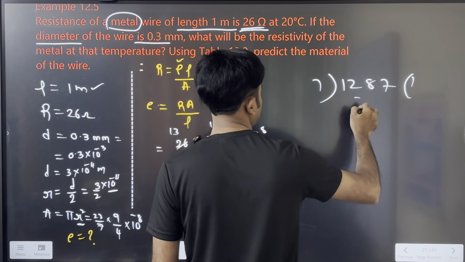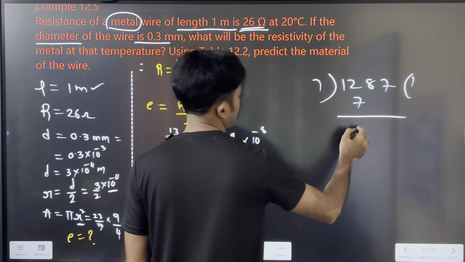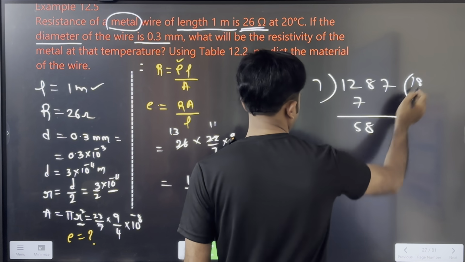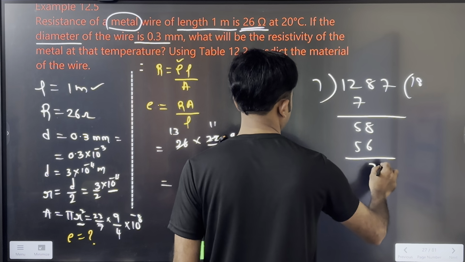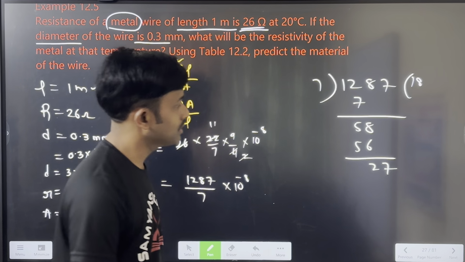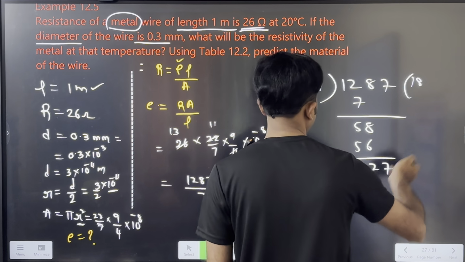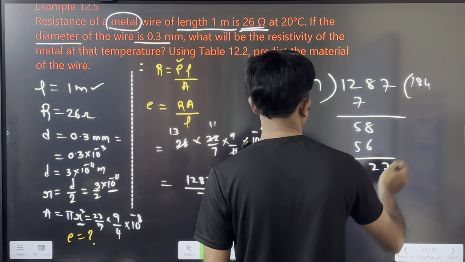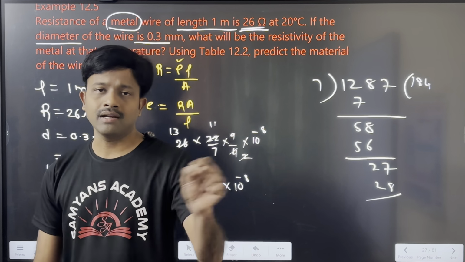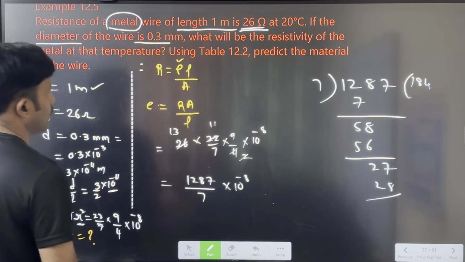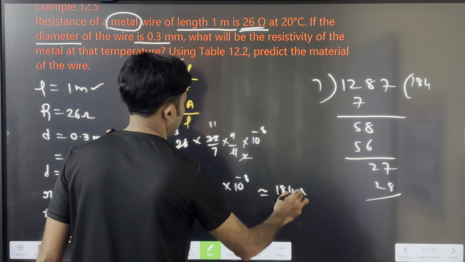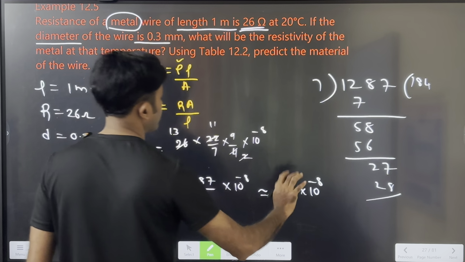7 how many times? 7. 12 minus 7 is how much? 5. 58. So 7 how many times now? 8 times, this is 56. 27 is coming. So 7 3 ja 21, 7 4 ja 28. It is nearly equal to 7 4 ja 28, so I am taking approximately the value 28. So it is equal to 18.39, like that it will come, right? So approximately I am taking this value 184 into 10 to the power of minus 8, right?